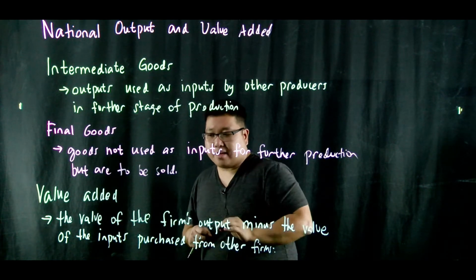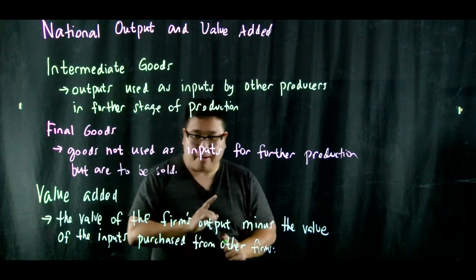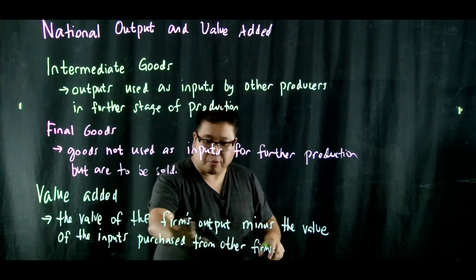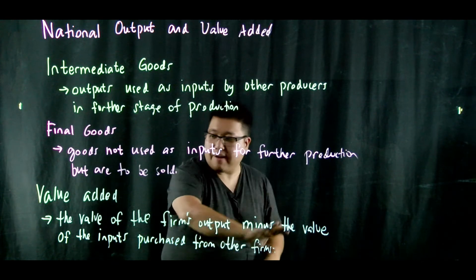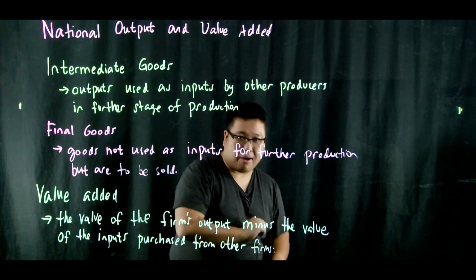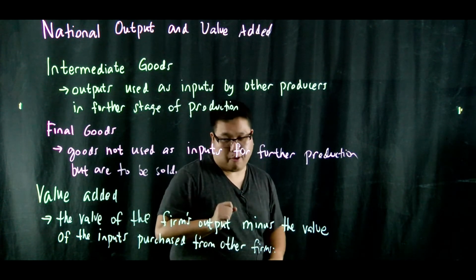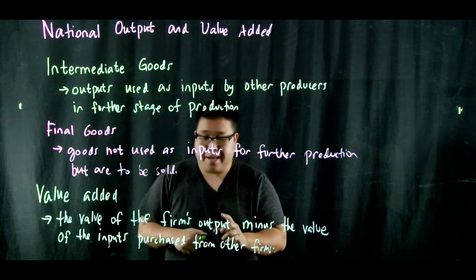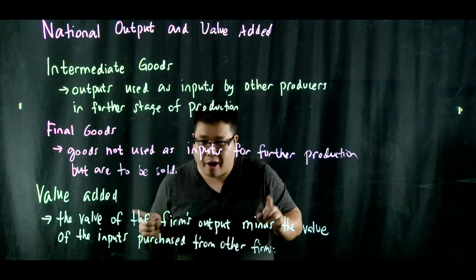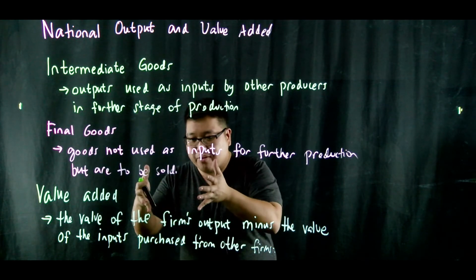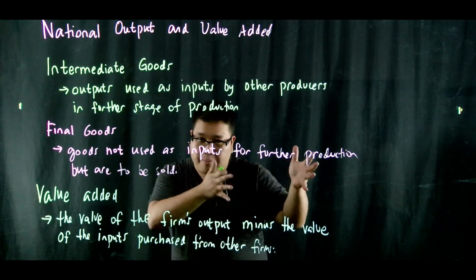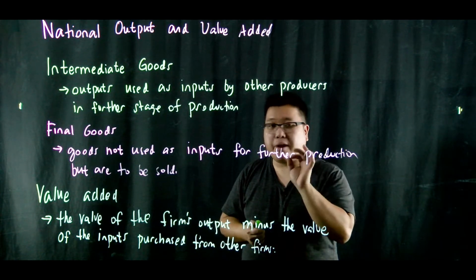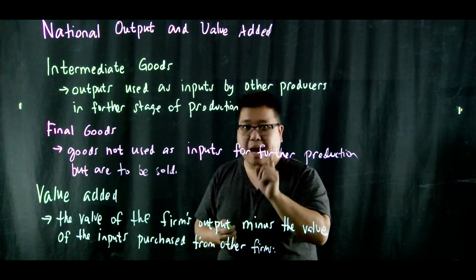Value added is computed using the following approach. We compute the value of the firm's output minus the value of the inputs purchased from other firms. That is for one firm, so we're computing value added for one firm. To compute the value added for the whole economy, you just have to compute the value added for each firm and add them up. That's how it's done.